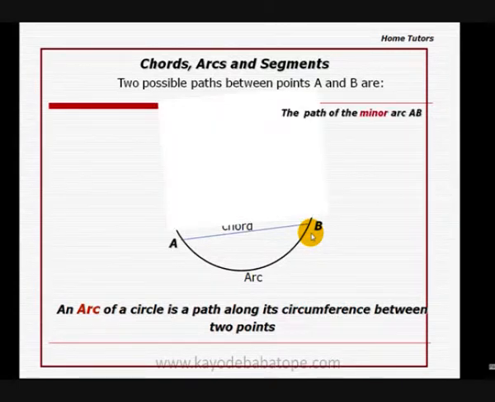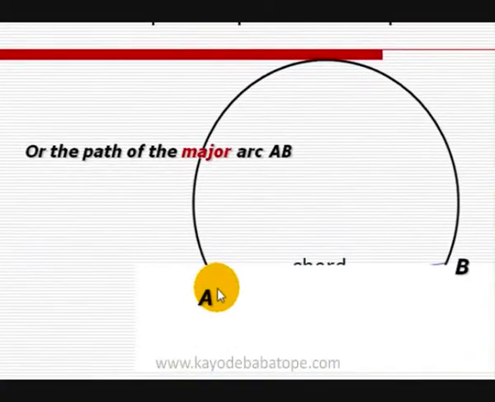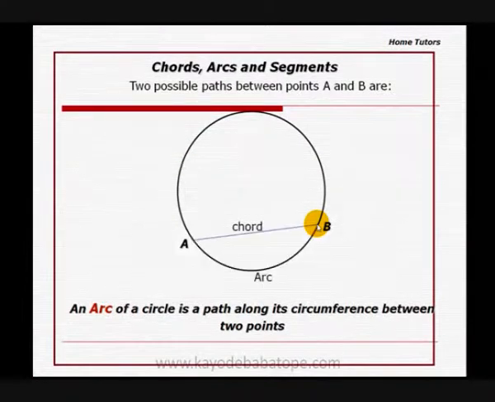Watch. Between point A and B, you can have this short path. This is an arc and it is called a minor arc. So, you have a minor arc AB, which is this short path along the circumference joining points A and B. Or, you can have the long path, which is called the major arc. This is the major arc AB because it is the path along the circumference of the circle joining points A and B.